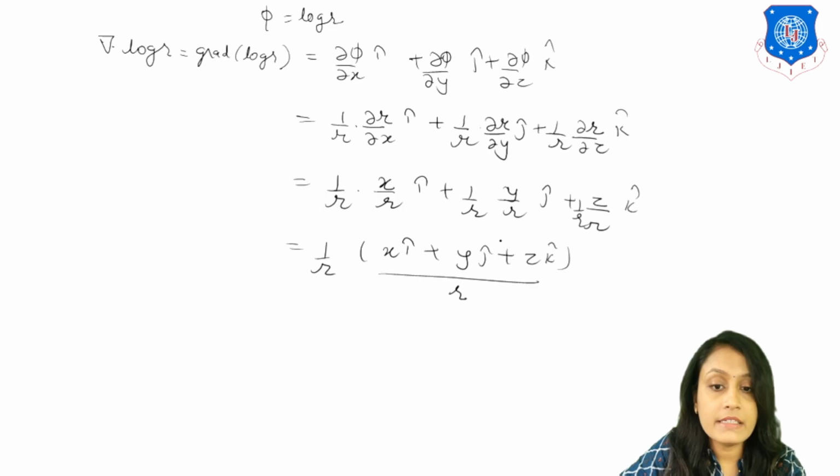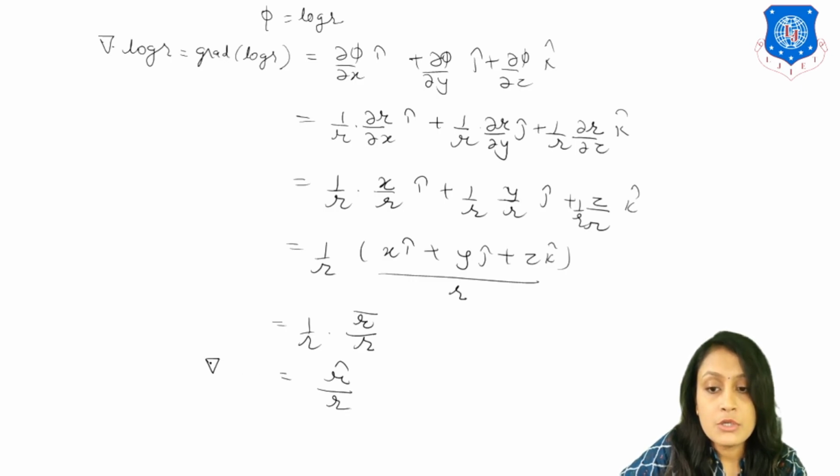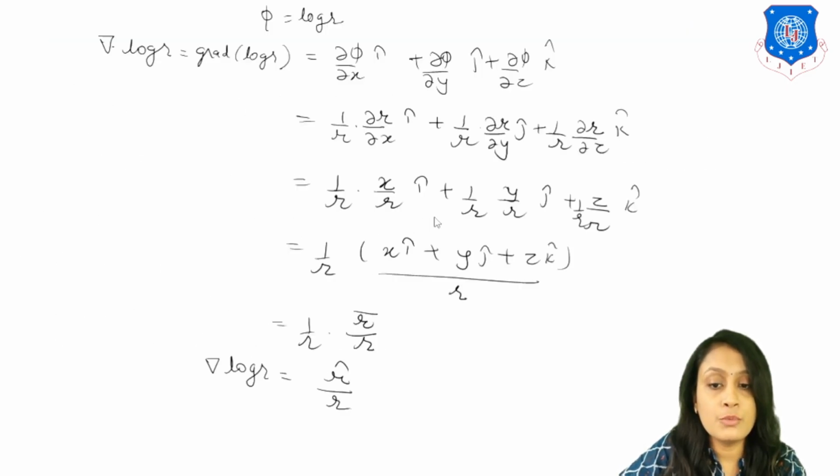Now this is vector r. So this is 1 upon r, and this is vector r upon its magnitude. Now vector upon its magnitude we can write as r cap. So r cap upon r. So del of log r is r cap upon r. This we wanted to prove, and this we have already proved, right?